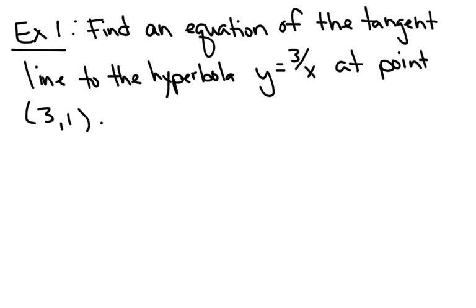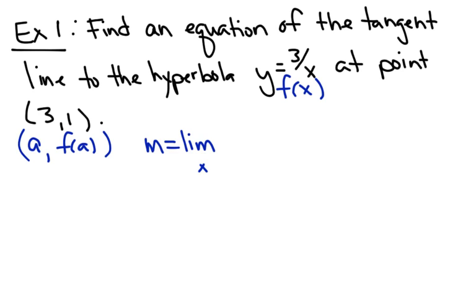Let's use that formula in example 1 to find an equation of a tangent line to the hyperbola y equals 3 over x at point 3, 1. Well, first of all, remember that this is f of x, and then the point that the line goes through is a comma f of a. So the slope is going to be the limit as x approaches 3, because a appears to be 3, of the original function minus the function when you plug in a, or f of a, which happens to be 1, divided by x minus a, which is x minus 3.